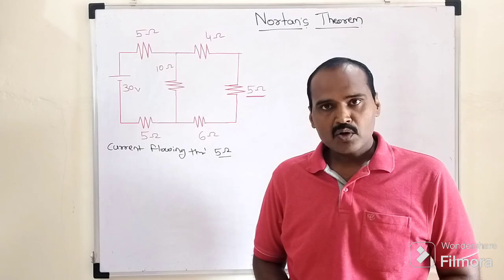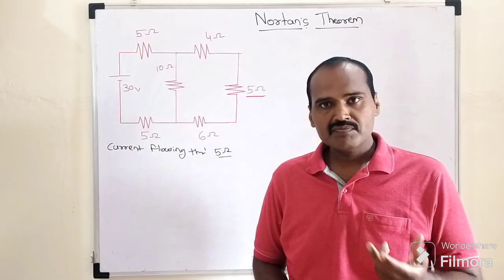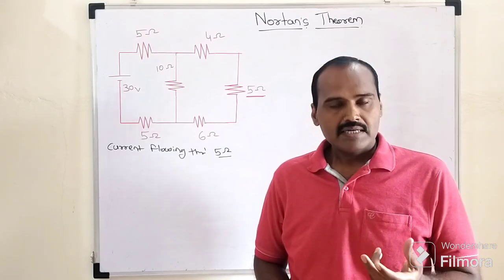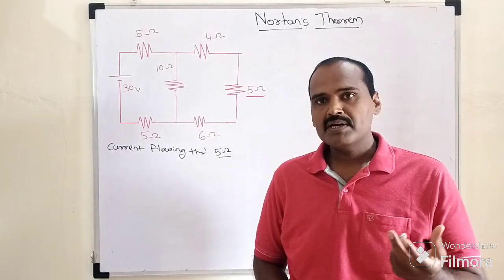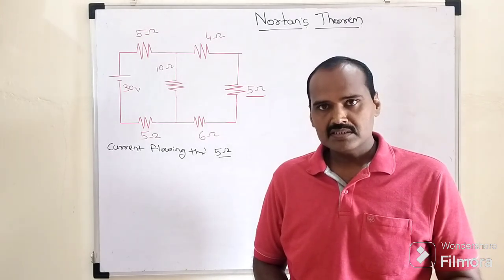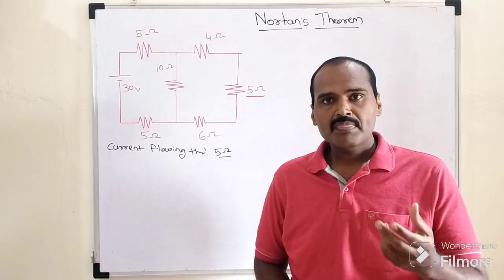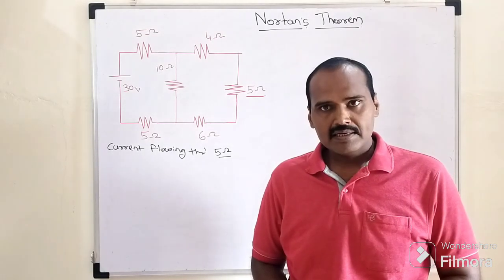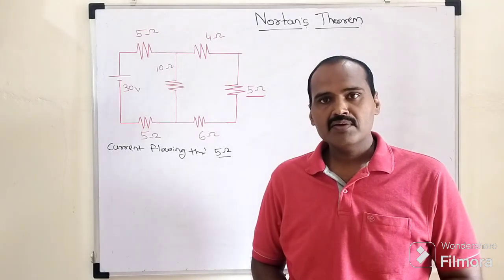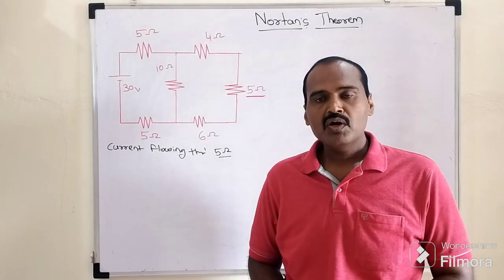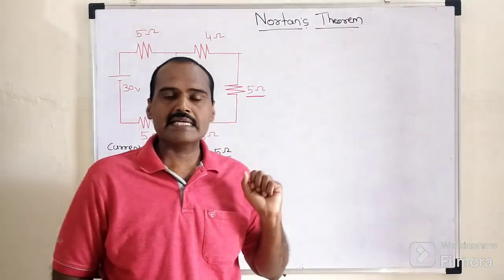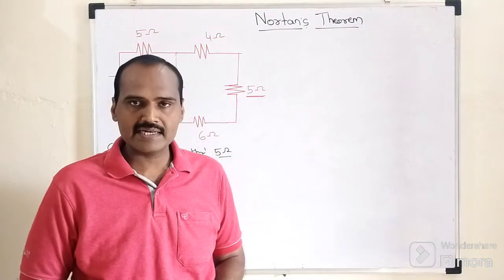Basically, Norton's theorem states that any two-terminal linear bilateral network or circuit can be replaced with an equivalent Norton's circuit. As we know, linear bilateral means the circuit parameters remain unchanged irrespective of any voltage or current change applied to that circuitry. The Norton circuit consists of two important parameters: one is a current source and the other is the resistance connected in parallel, or in shunt form.